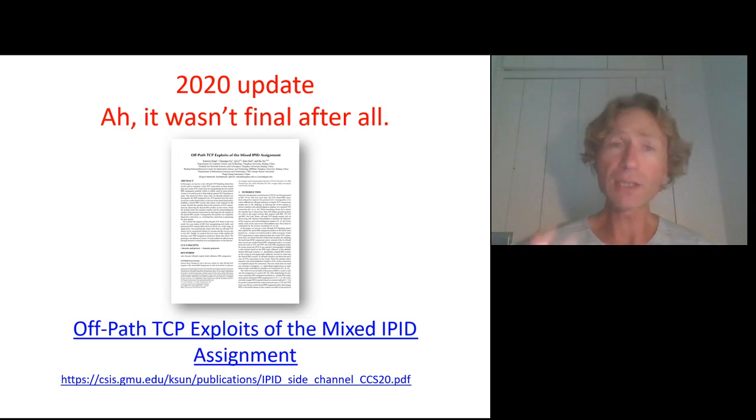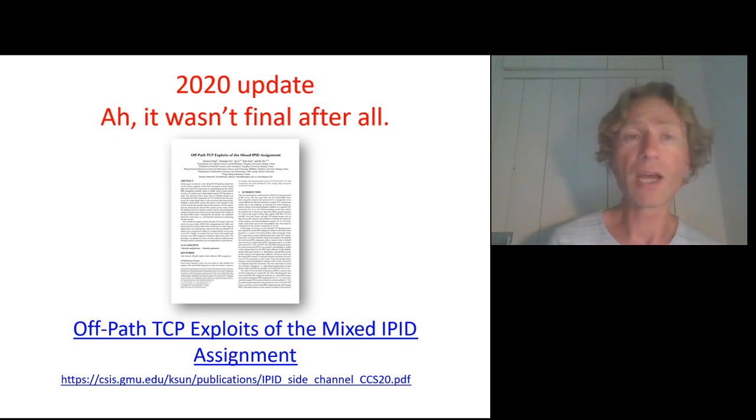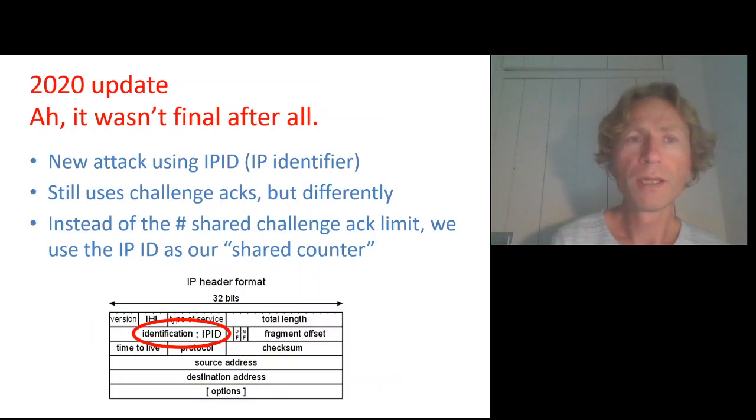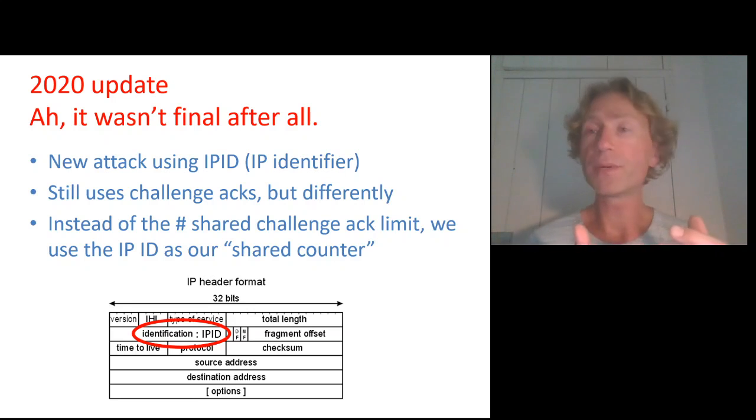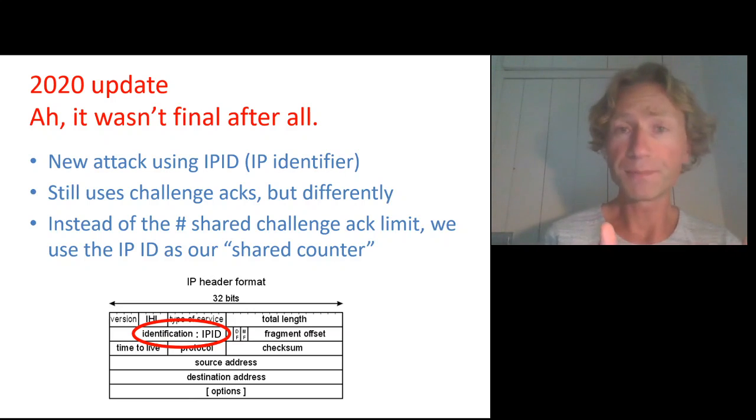And what we're going to do now is look at this attack and see how it relates to the previous attack, and also see how it works in general. So the new attack, as we shall see, doesn't use the global rate limit anymore, because the global challenge ACK limit was the source of the problem in the previous attack. We no longer have that, but instead what the attackers do is use the IP identifier, IP-ID, as the sort of shared counter.